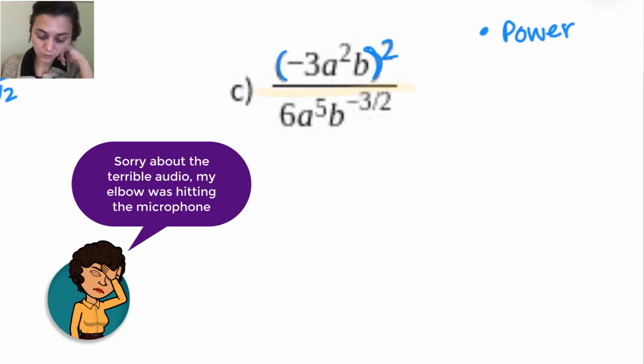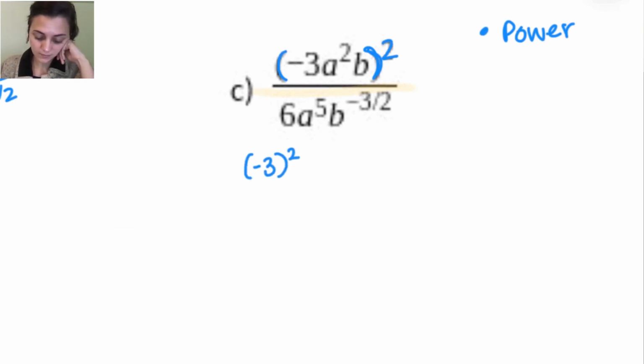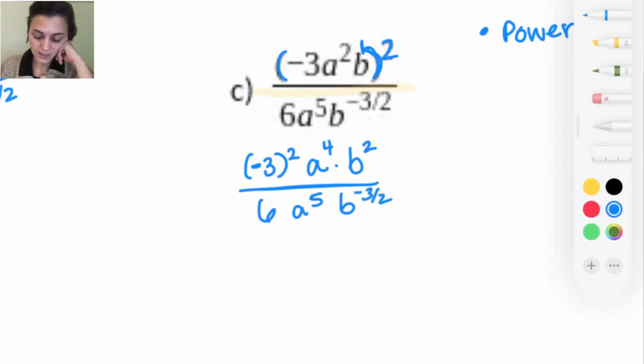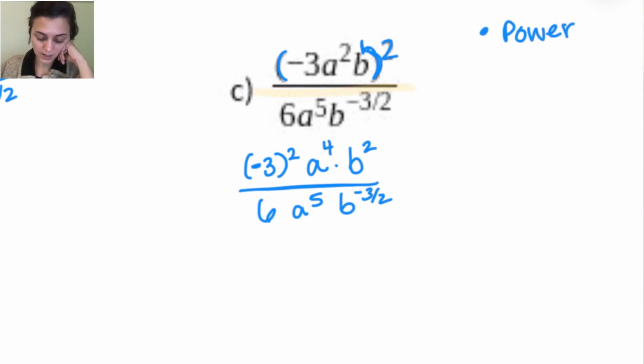So negative 3 squared, negative 3 is being squared. I'm just going to write it like that so I don't make any mistakes, especially since it is a negative 3. And then a squared squared, I multiply the powers, and that becomes a to the fourth power. And then this is b to the first power, so b to the first power squared would be 1 times 2, which is 2. So there is my power rule. I'm going to rewrite negative 3 squared as 9.